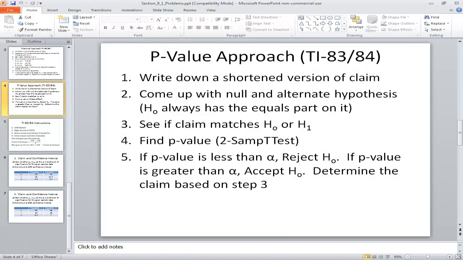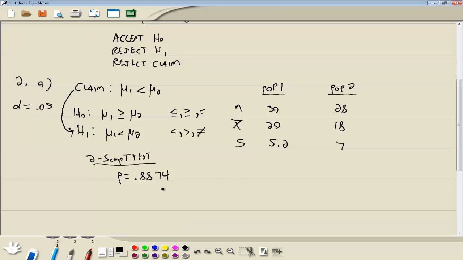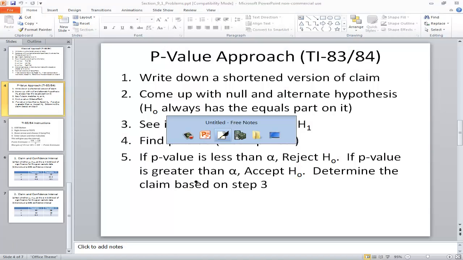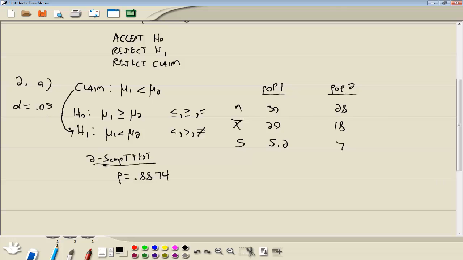Okay, step 5. If the p-value is less than alpha, it's not less than, alpha is 5%. This is 88.7%. If the p-value is greater than alpha, which it is, it says we're going to accept H0, which means we're going to reject H1, which means we'll reject our claim, because our claim matches H1.